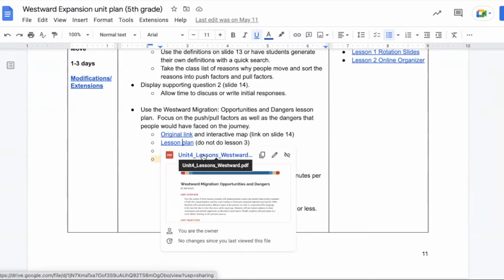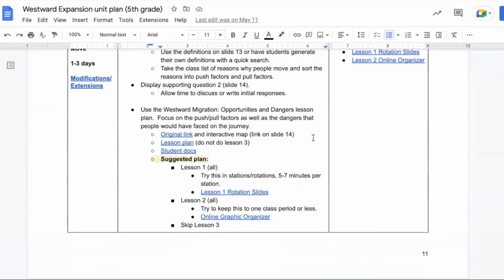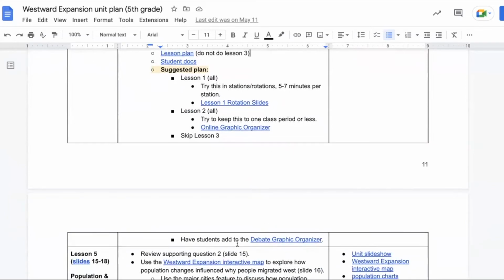We do not want to do lesson 3 of this. Again, this is a pretty detailed lesson plan, so I would suggest following the suggested plans, which is to do all of lesson 1, perhaps in stations or rotations, do all of lesson 2 and use the online graphic organizer, completely skip lesson 3, and then at the end have students add to the debate graphic organizer.